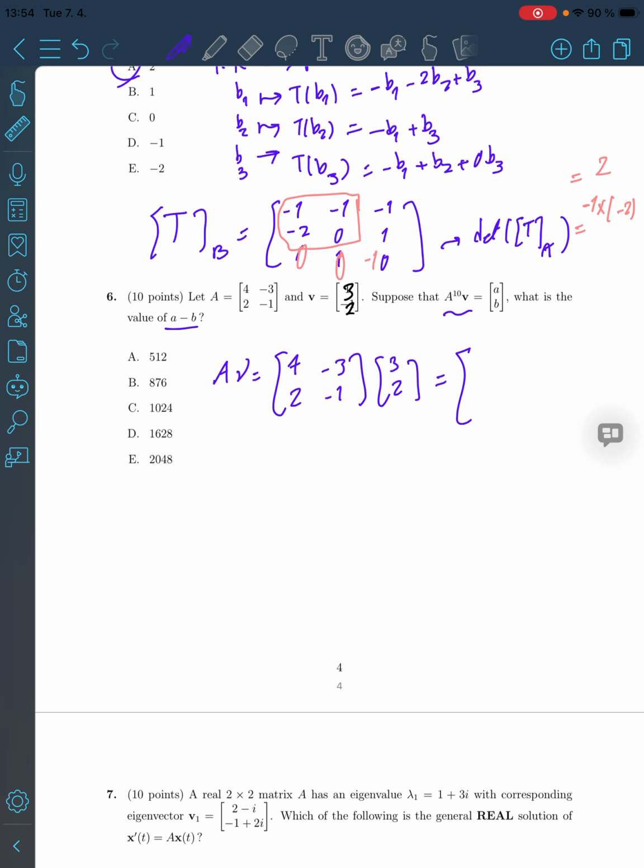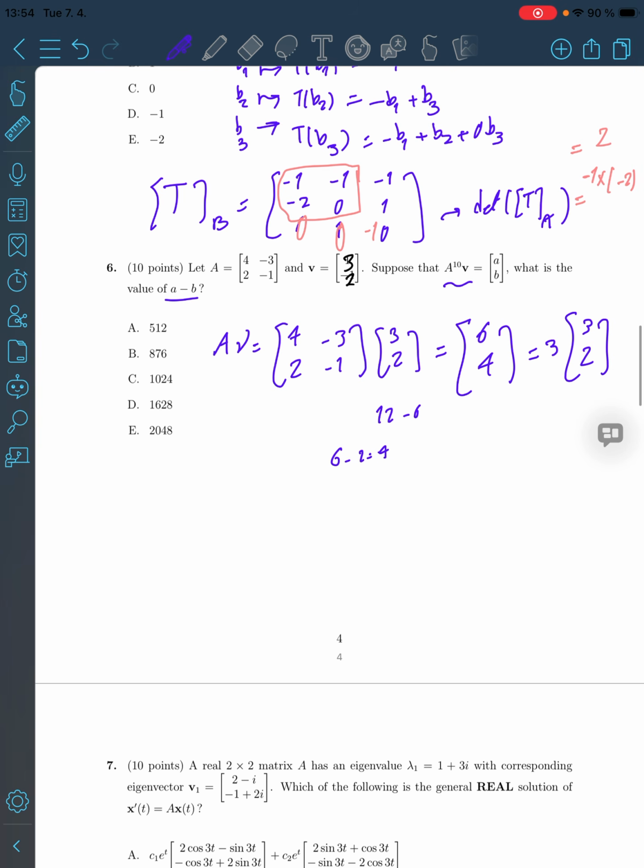So this is equal to 12 minus 6, which is 6, and then this is 6 minus 2, which is equal to 4. Therefore here is 4. I can factor 3. Therefore I have here 3 and 2. So, as you see, I have AV equal to 3V. And therefore A to the power 10 V is going to be, oh, sorry, here I meant 2. I should factor 2, right?